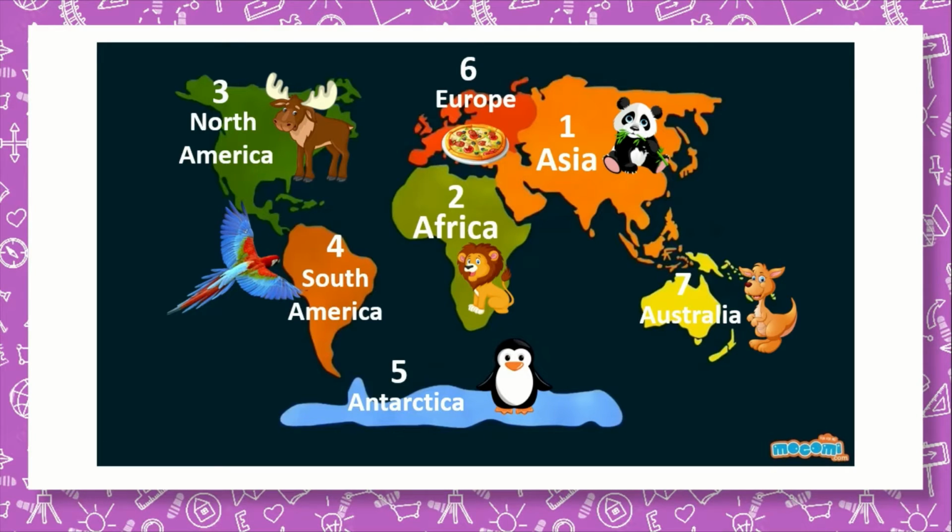Now let's say it again. Number 1, Asia with the panda. Number 2, Africa with the lion. Number 3, North America with the moose. Number 4, South America with the tropical birds. And number 5 is Antarctica with the penguin. And number 6 is Europe with the pizza. And number 7 is Australia with the kangaroo.